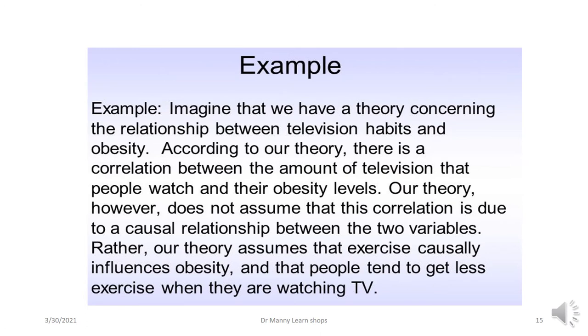So let's look at an example. Imagine that we have a theory concerning the relationship between television habits, you're watching TV all the time, and obesity. According to the theory, there's a correlation between the amount of television that people watch and their obesity levels. Our theory, however, doesn't assume that this correlation is due to a causal relationship between the two variables. The two variables are obesity and watching TV.